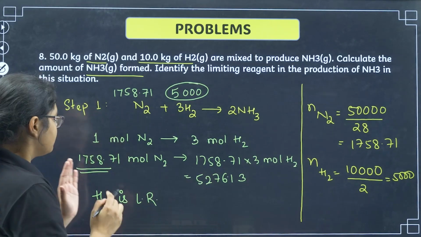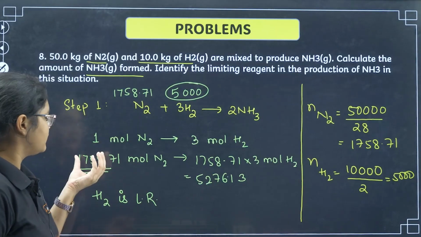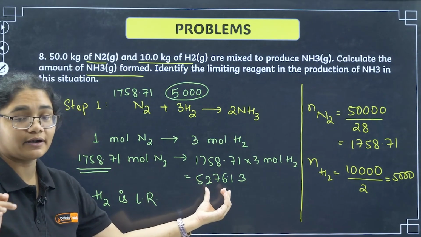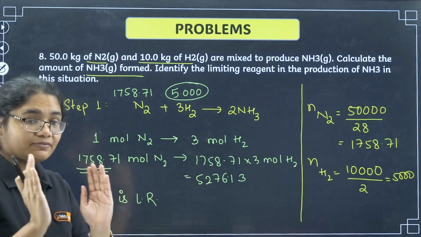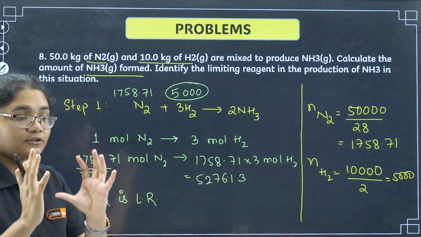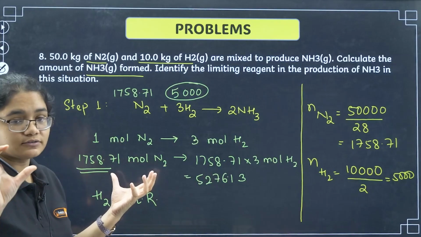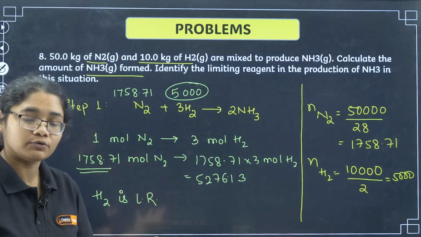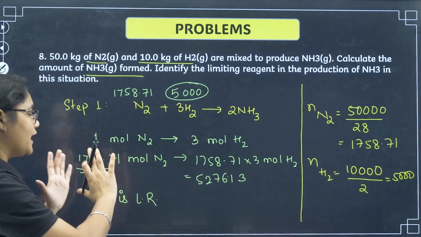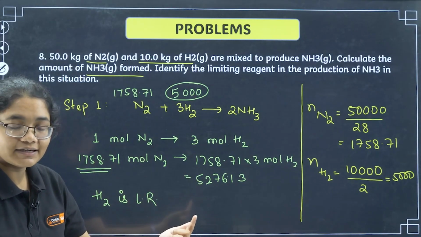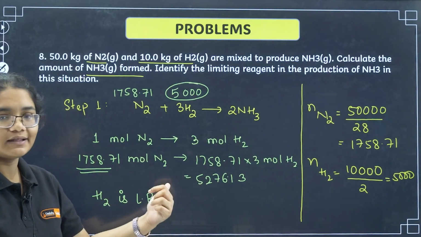Clear? For reacting this much N2, you require 5300 moles of H2, but you have only 5000 moles of H2. So only that much N2 will react with 5000 moles of H2, and the rest of the N2 will be left unreacted. So N2 will be the excess reactant and H2 will be the limiting reactant.